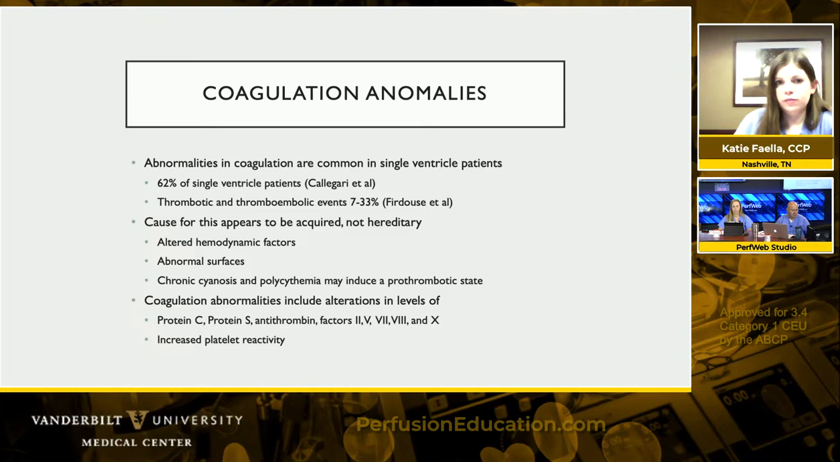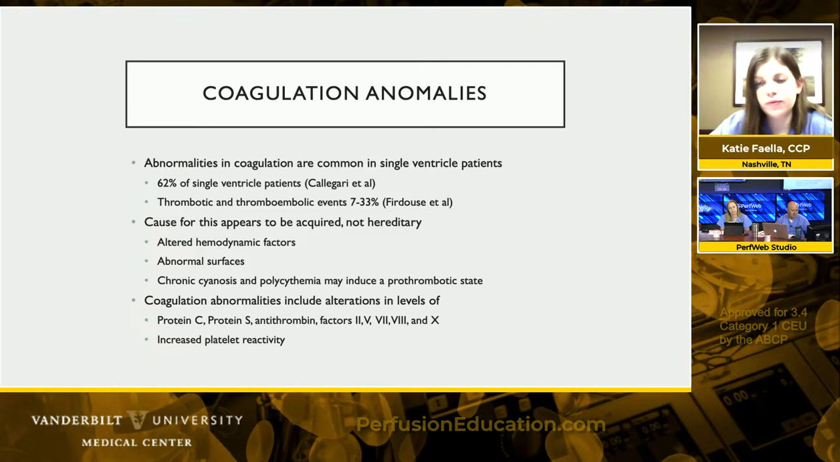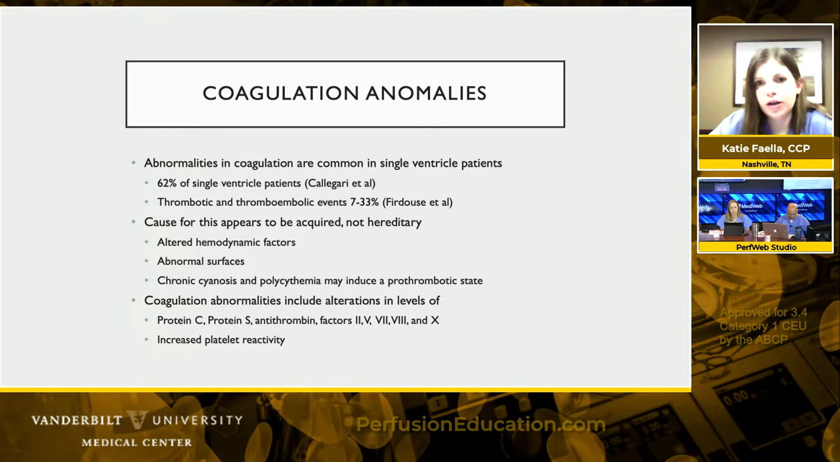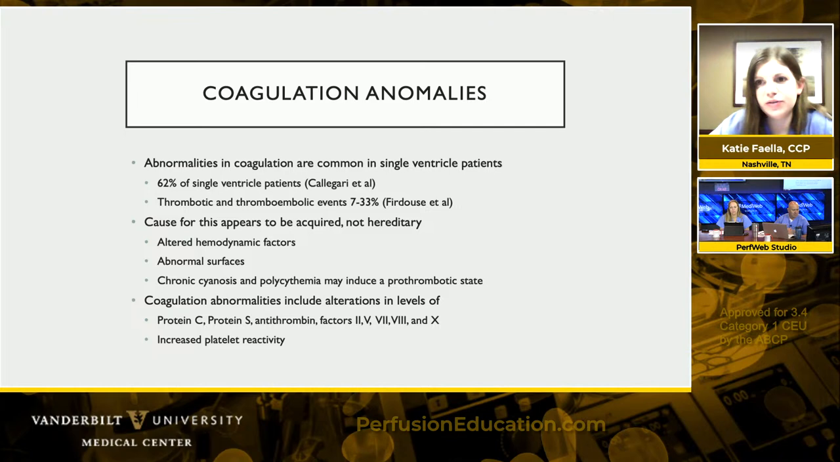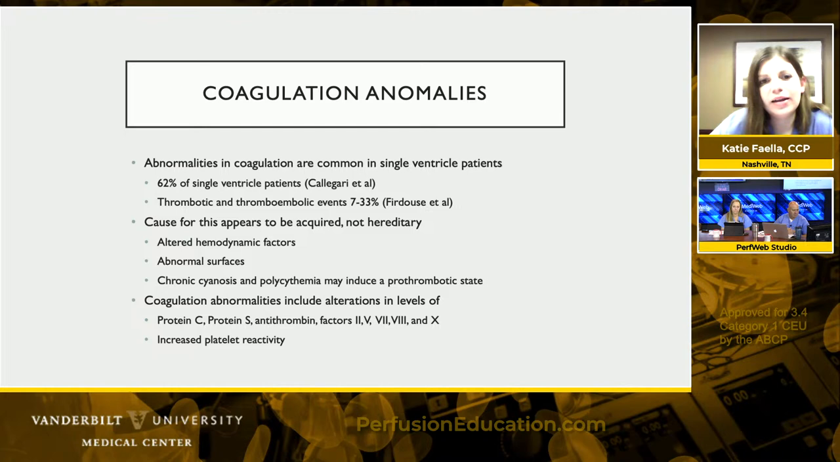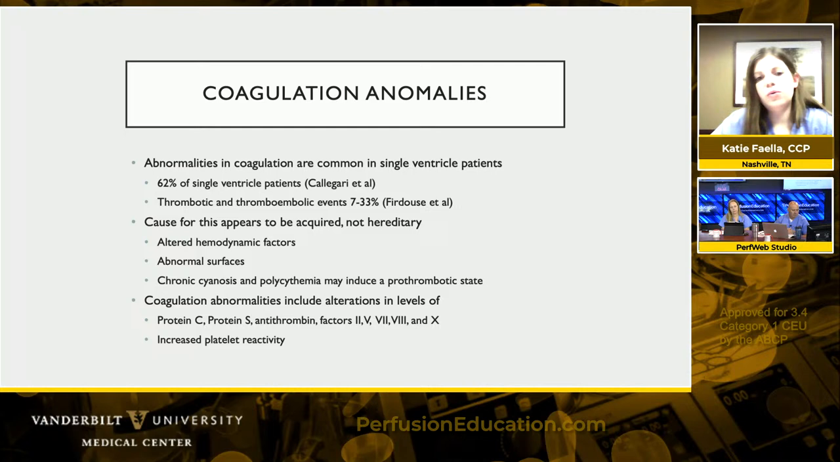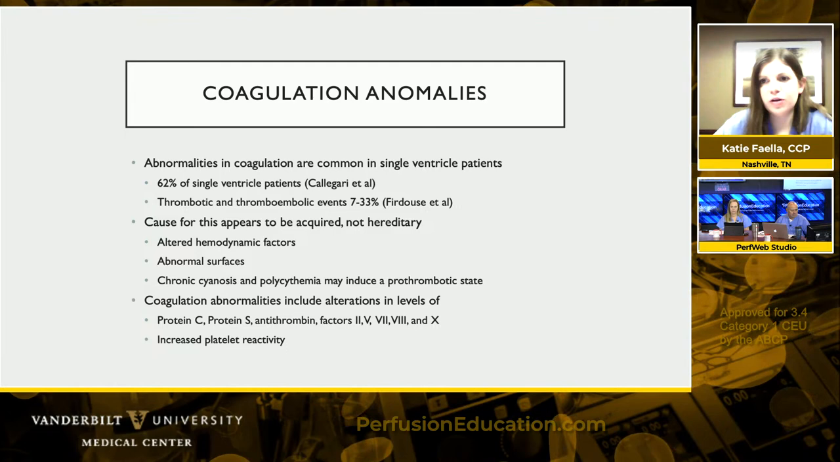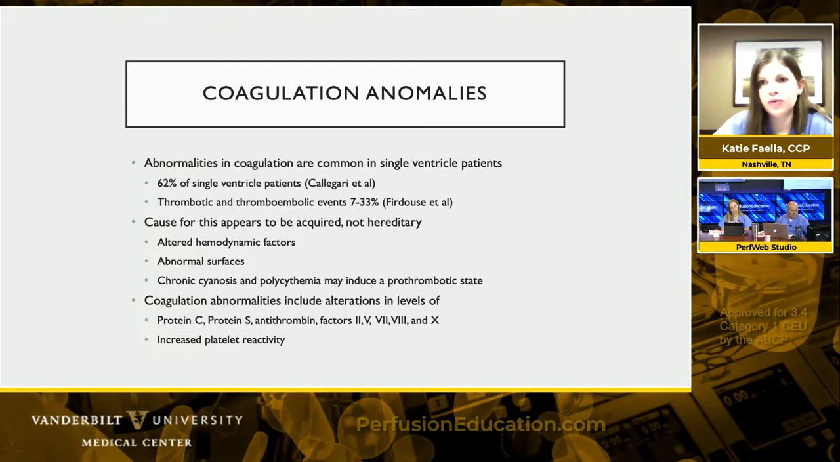Another issue, which is great to be aware of if you're managing a Fontan patient, is that a lot of these patients have coagulation anomalies. Abnormalities in coagulation are very common among single ventricle patients. Up to 62% of single ventricle patients have some coagulopathy. Thrombotic and thromboembolic events are between 7 and 33%. The causes for this appear to be acquired, not hereditary. Some of these are altered hemodynamic factors: there could be areas of stasis, non-pulsatile circulation, atrial arrhythmias, sluggish flow. All of these things can contribute to coagulopathies.